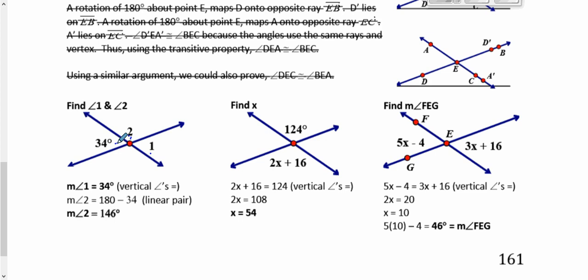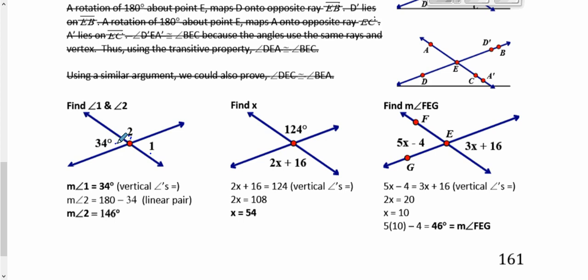They form a line, so they'd be a linear pair, right? And what do you know about linear pairs? So measure of angle 2 would be 180 minus 34, right? So 146. Get the idea?